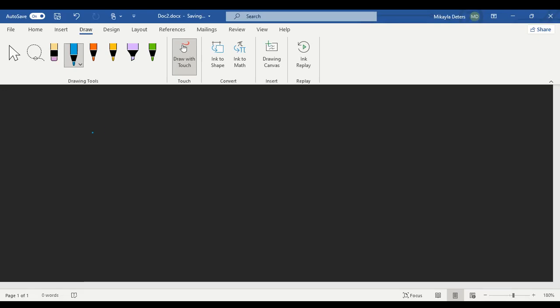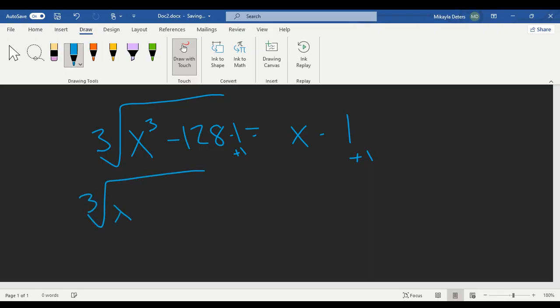Our next one is going to be the cube root of x to the power of 3 minus 128, minus 1, is equal to x minus 1. Oh, there's a negative 1 there too. It's not part of the cube. Okay. First, we can simplify this by adding 1 to both sides. So we have the cube root of x cubed minus 128 is equal to x.